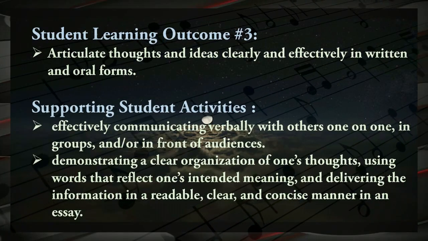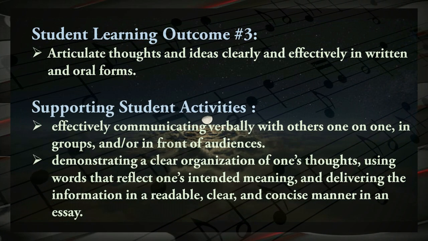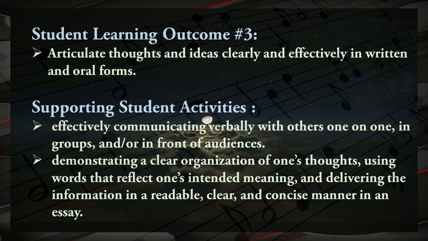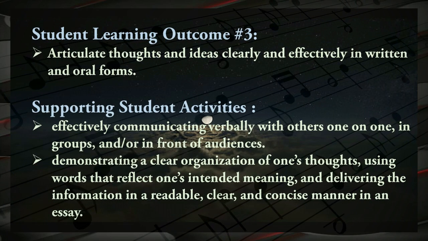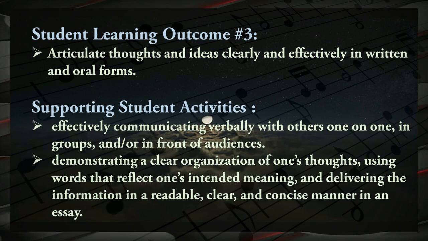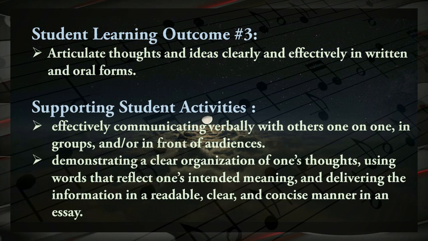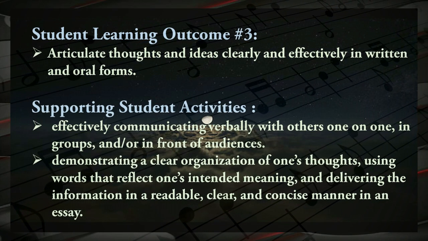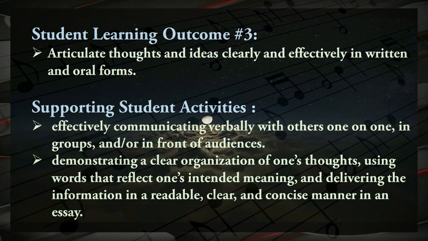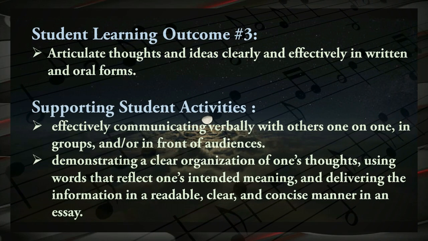Example, student learning outcome number 3: articulate thoughts and ideas clearly and effectively in written and oral forms. Supporting student activities: first, effectively communicating verbally with others one-on-one, in groups, or in front of audiences. Second, demonstrating a clear organization of one's thoughts, using words that reflect one's intended meaning, and delivering the information in a readable, clear, and concise manner in an essay.